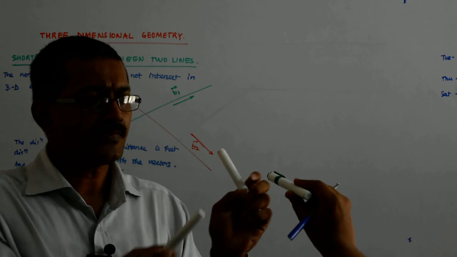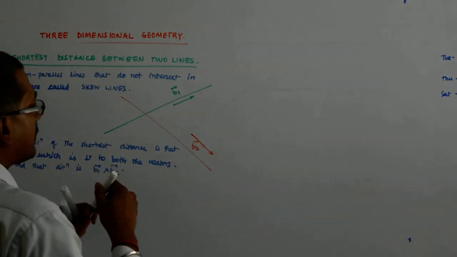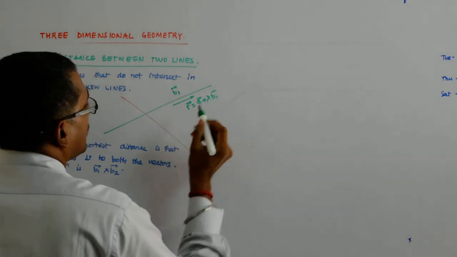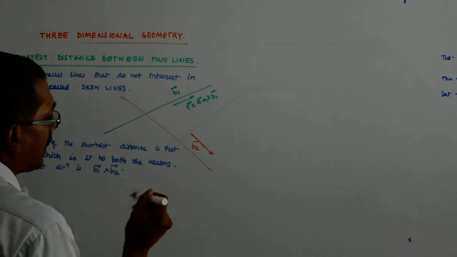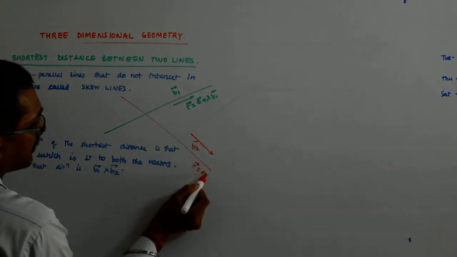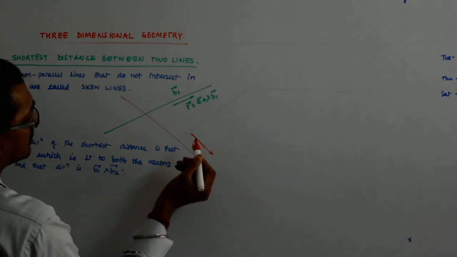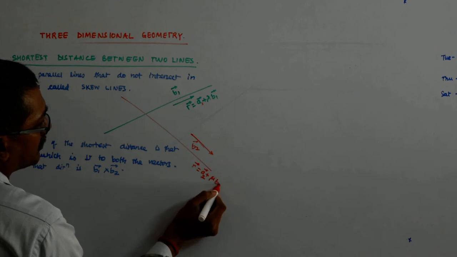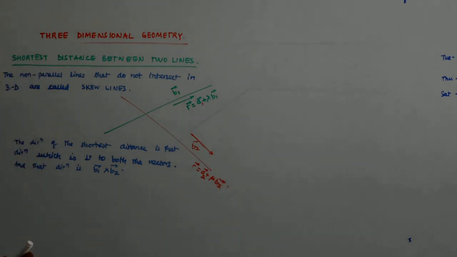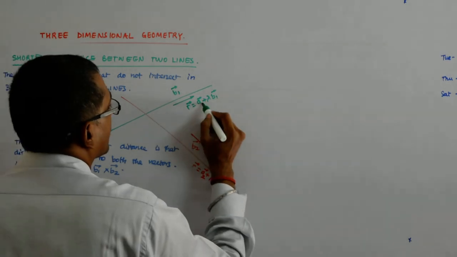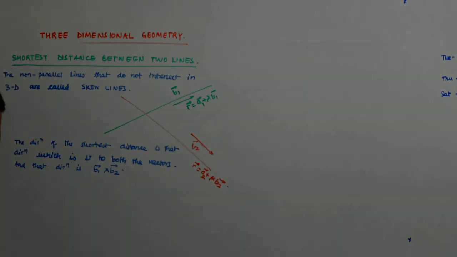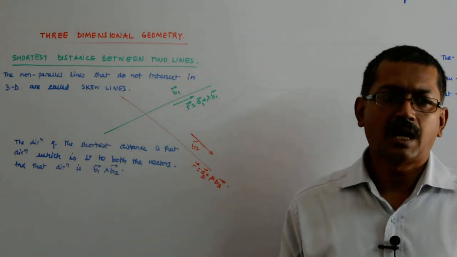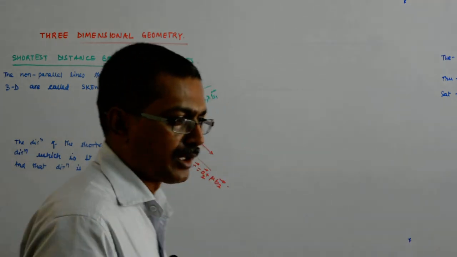Okay. Now obviously these lines are given as r is equal to a1 plus lambda b1, and this line is given as r is equal to a2 plus mu b2, fine. They are different points on the lines. Now what I do, I connect those points with the vector a2 minus a1.